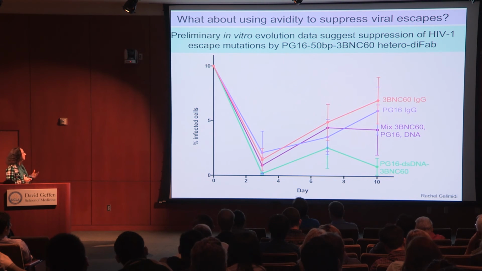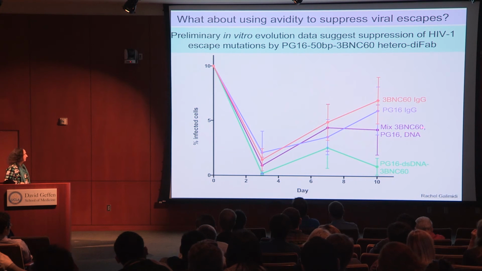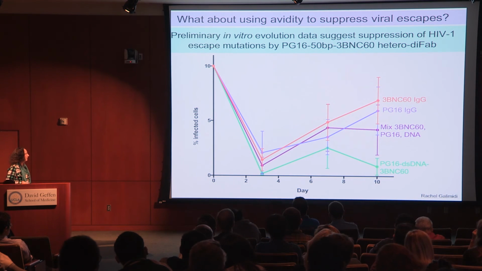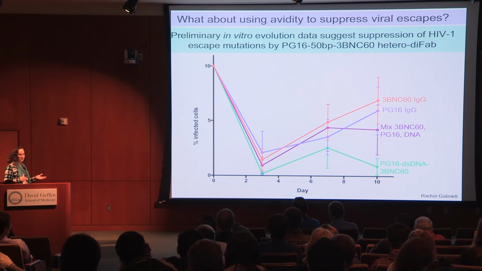And then you treat them after they're infected with either the parental IgGs, or a non-covalent mixture of the parental IgGs with no DNA attached to them, or you treat them with the heterodifab. So what you can see is that you start off with 10% of the cells infected, and when you add the antibodies, that goes down because you're neutralizing HIV and not allowing it to infect other cells.